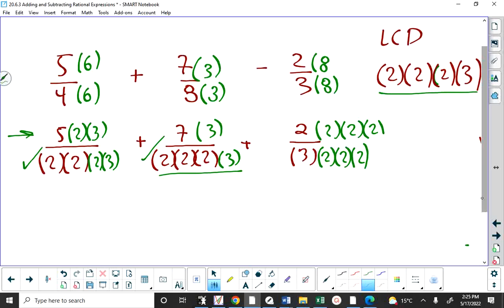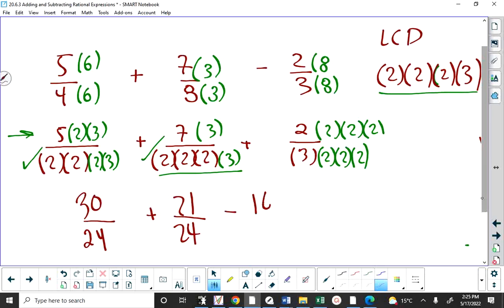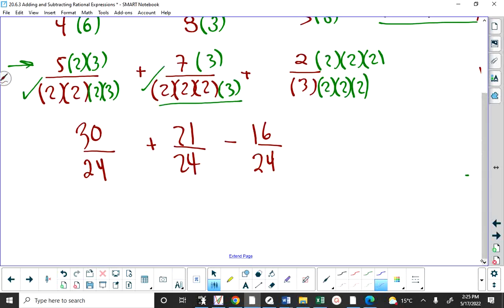Anyway, these are all over 24 now. We have 30 over 24. We have 21 over 24. And we have minus 16 over 24. How's my multiplication there? Good. Which means we have 30 24ths, 21 24ths, and we're subtracting 16 24ths. So whether it's 24ths or cats or pesos, it doesn't matter. We can just add 30 plus 21 minus 16 and give us 35. Thank you. 35 over 24.